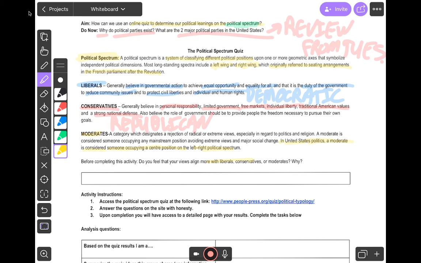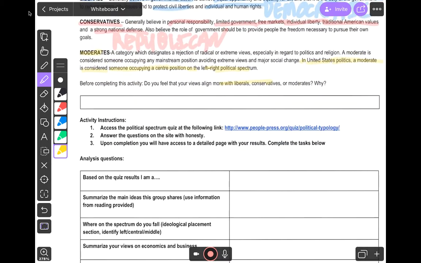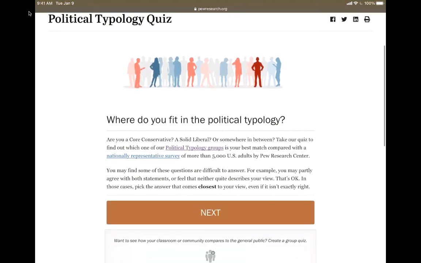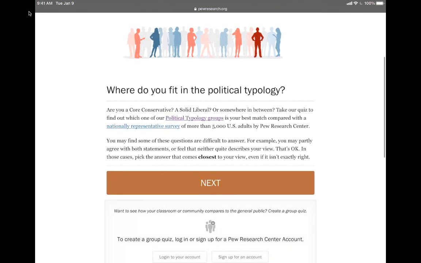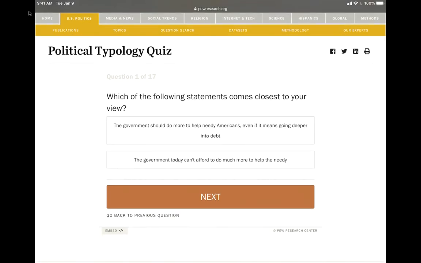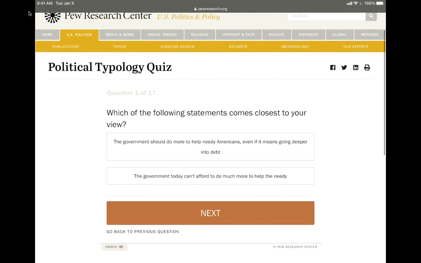Now coming back, we're going to actually use this link. The link that's provided there is what we're going to be using, and it's a quiz. I'm going to pull up the link itself. This is what should pull up, and you're just going to click next. This will actually start the quiz for you. You'll see there are 17 total questions, and you are going to be answering just by selecting one of the two statements.